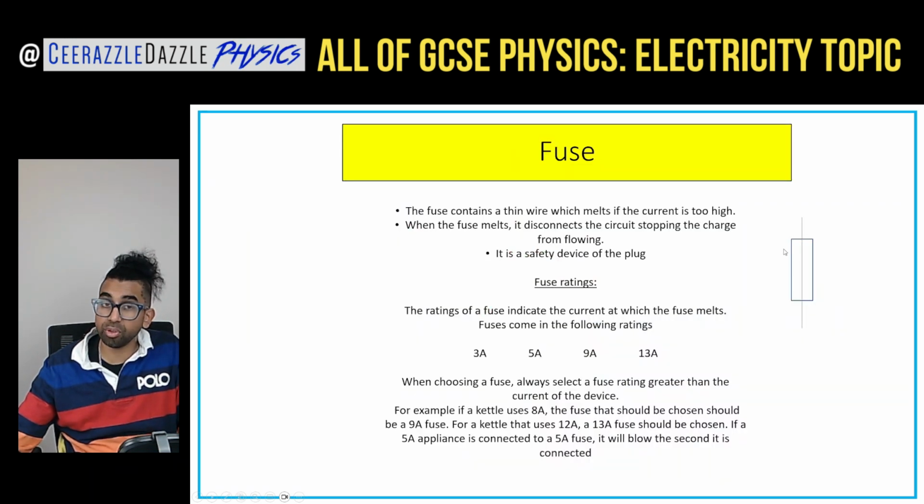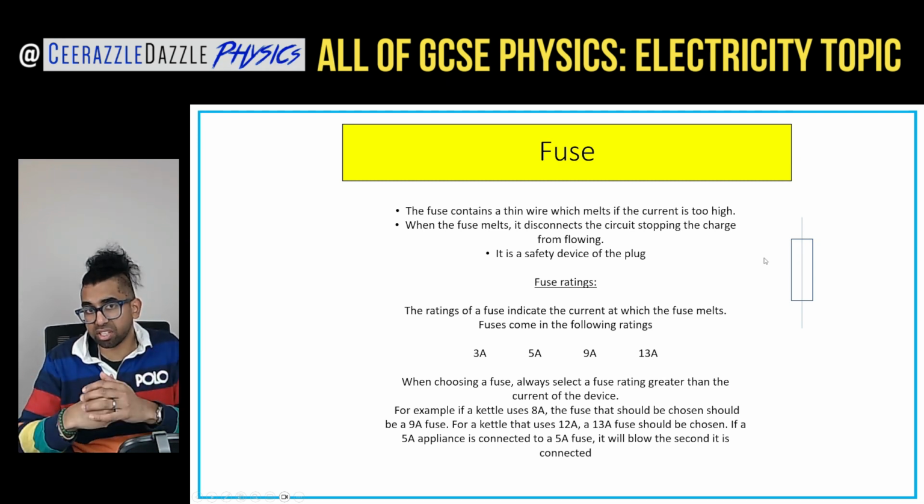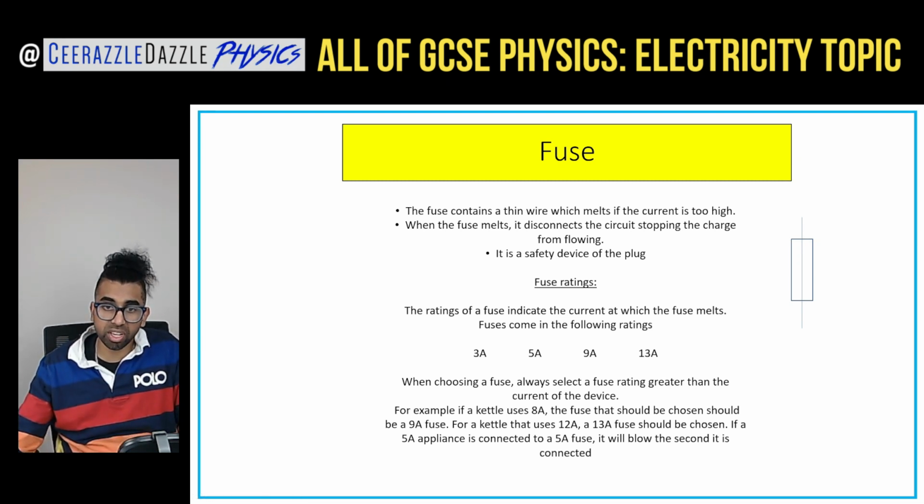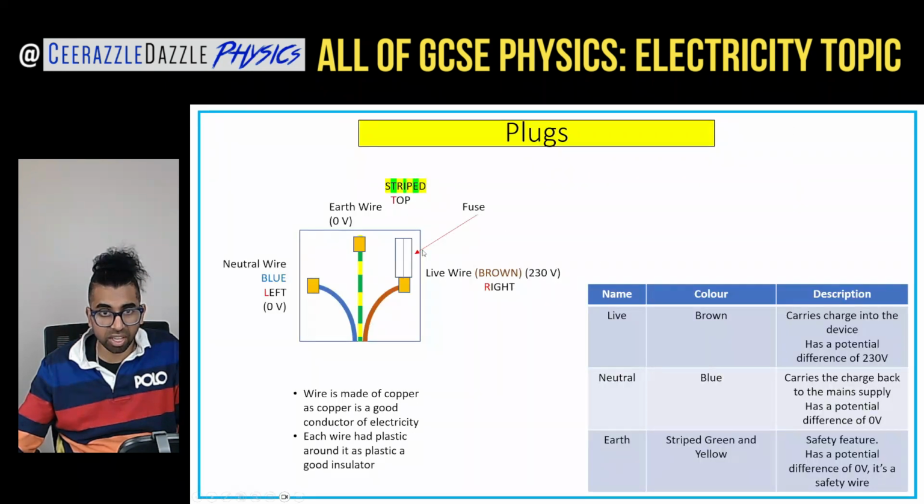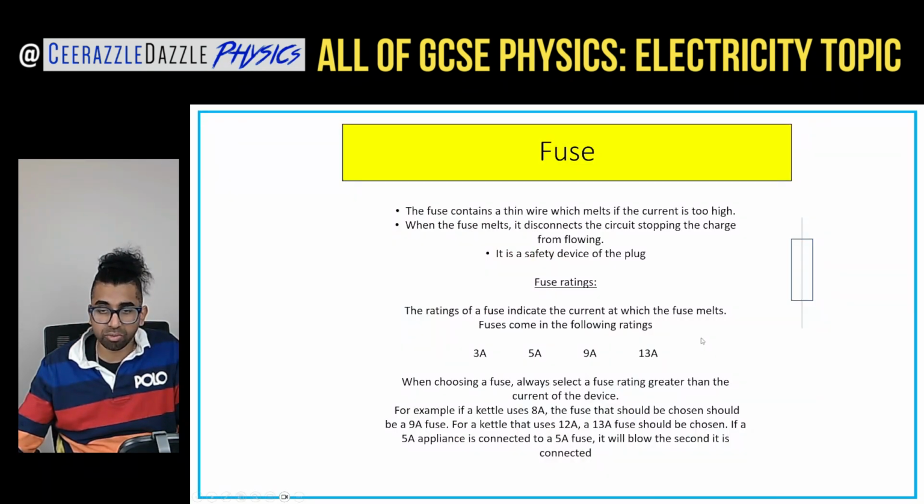The fuse is a very thin wire which melts if the current is too high and therefore it breaks the circuit. There are different types of fuse ratings, guys, and look, it's found over here. Look, the fuse is over there. There's different types of fuse ratings: 3 amps, 5 amps, 9 amps and 13 amps. The fuse rating tells you the current in which the fuse melts. So if you put 3 amps into a 3 amp fuse, it will melt it straight away.